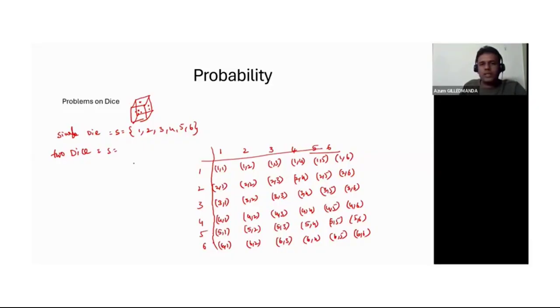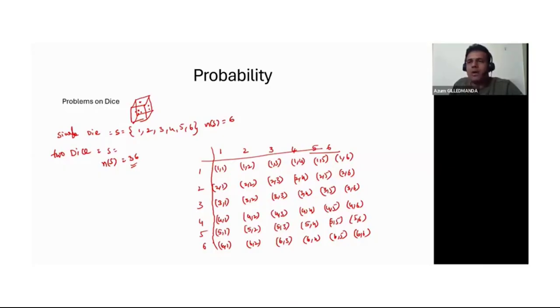So for 2 dice, this is the sample space, right? The sample space is 36. So the total N of S is 36 here. For a single die, N of S is 6. For 2 dice, the N of S is 36. Now, what kind of problems will be asked? What they will ask is, what is the probability of getting a sum of 2?